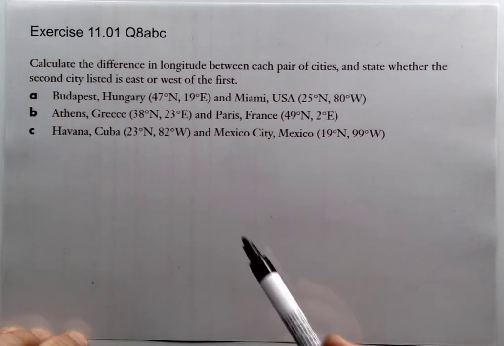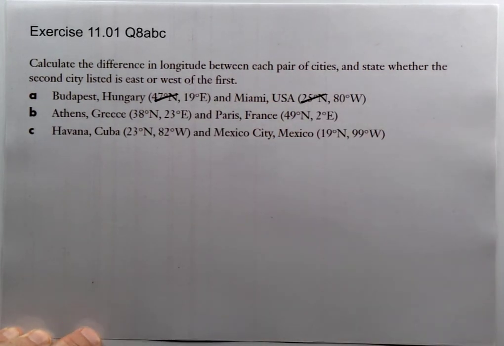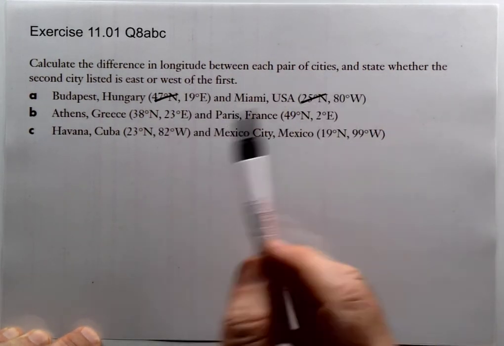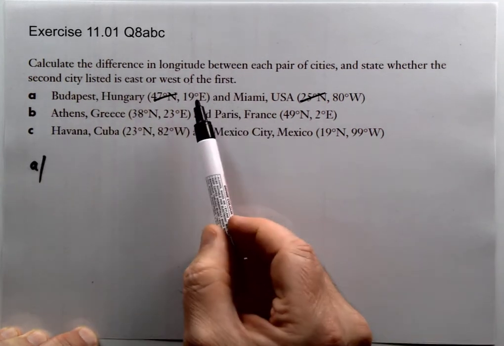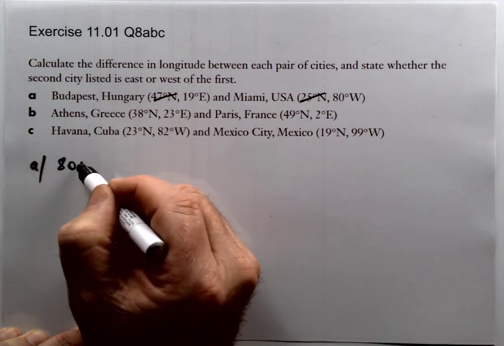Okay, so this time we're looking at the difference in longitude. So this time we're going to ignore the northings and southings. We're just going to have a look at the longitude there. And again, the rule is if they're heading in opposite directions, just add the numbers together.